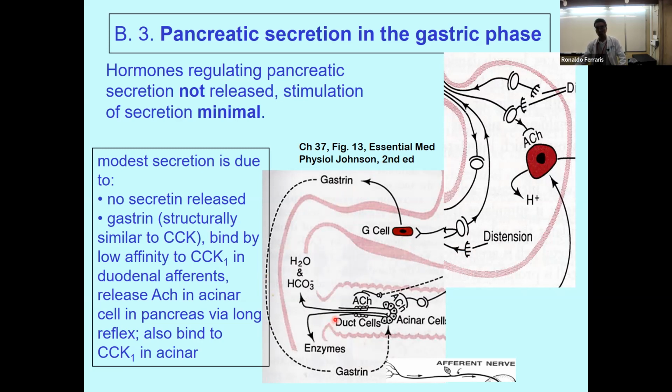You have low affinity stimulation by hormonal means of the CCK1 receptors in the acinar cell of the pancreas, and then low affinity binding to CCK1 receptors in the vagal afferents, which go to the central nervous system and bring down a small amount of ACh released on the acinar cells. So then you have enzyme release, but no secretin release.